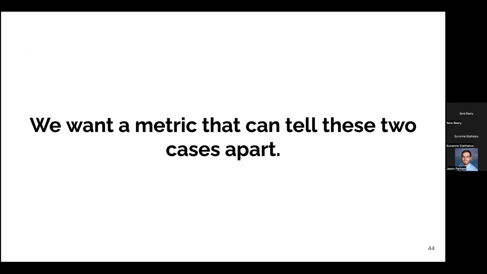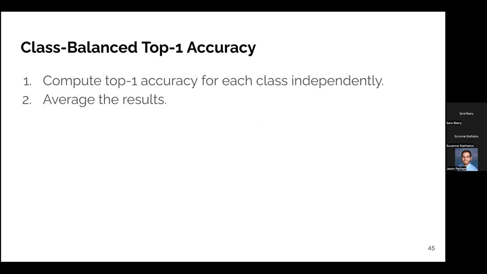But luckily, the solution is actually really simple. What we do is called class balanced top one accuracy. We compute the top one accuracy for each class independently, and then we just average the results. And this has the effect of weighting each class inversely proportional to the number of times it appears.